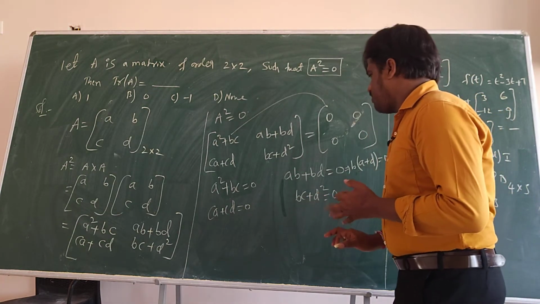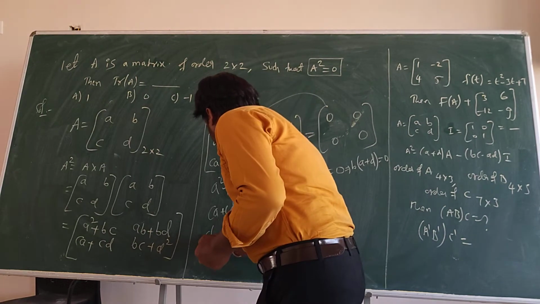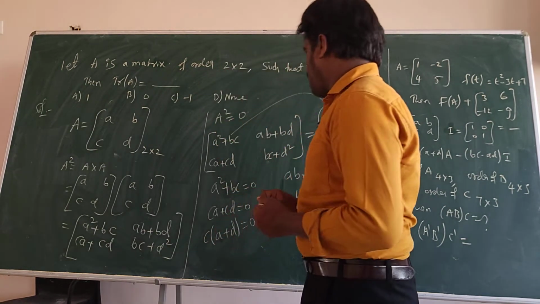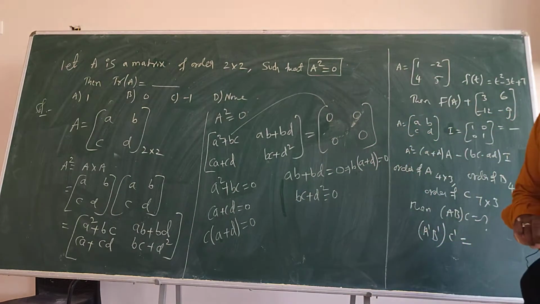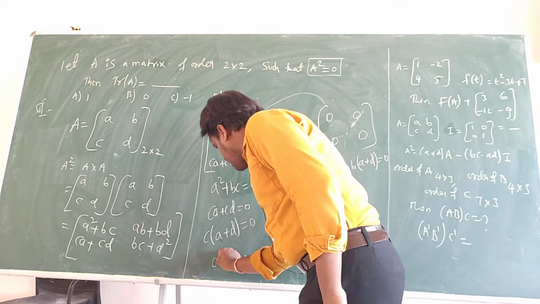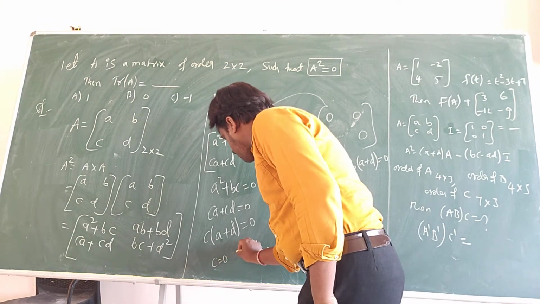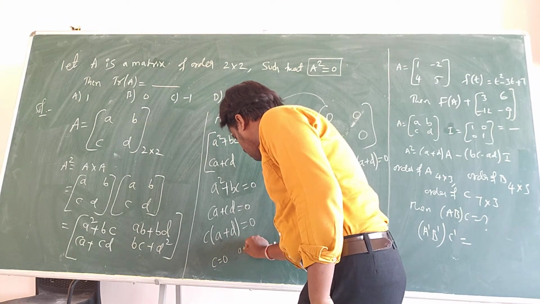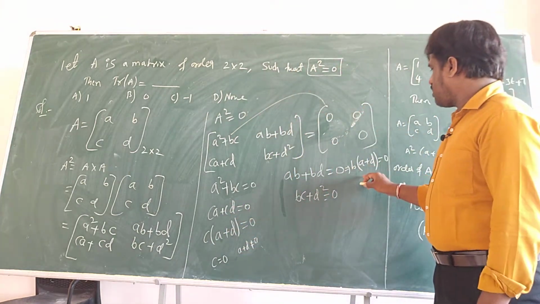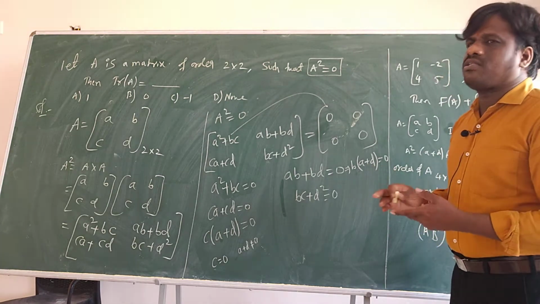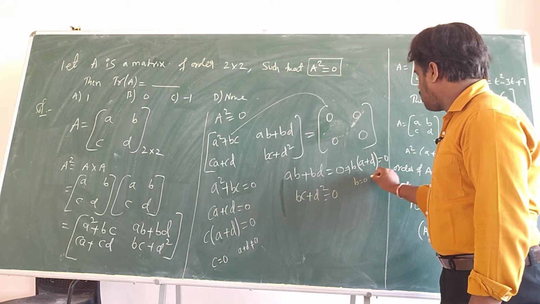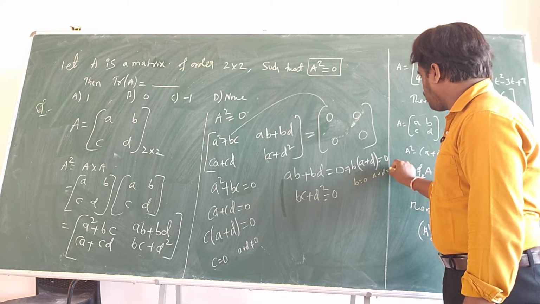Here, anything common? No. Here C can be taken common, so C times (A plus D) is equal to 0. It means that either C is equal to 0 or A plus D equal to 0. So if C is 0 here, and A plus D is not equal to 0, suppose we are thinking like that. And both can also be 0. So B is equal to 0 or A plus D equal to 0.